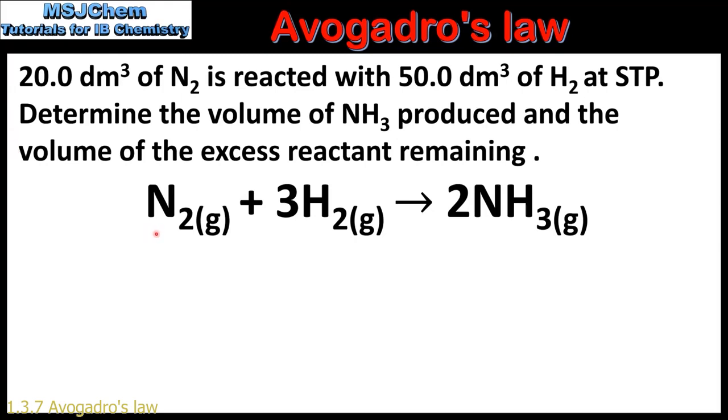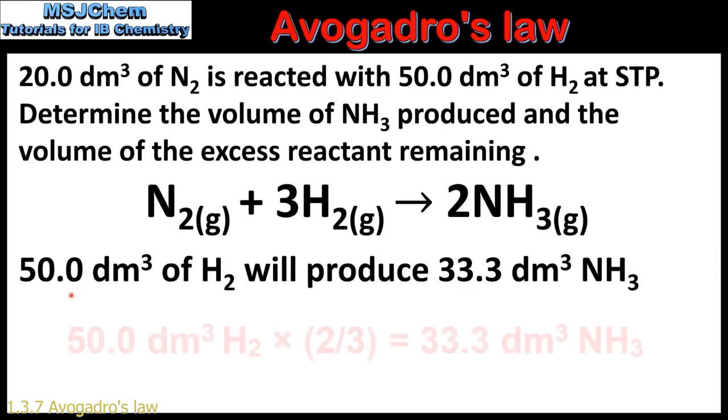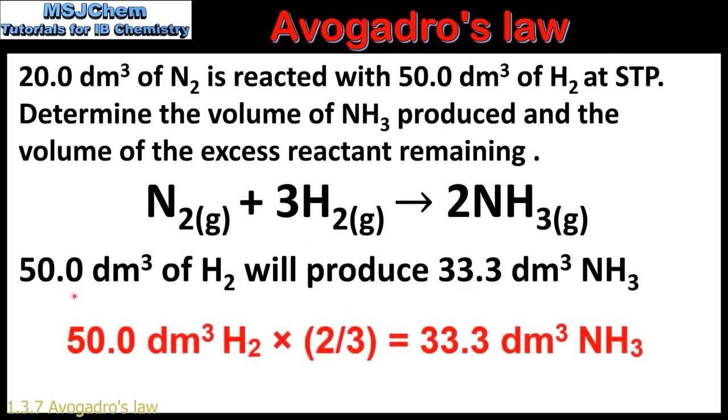So in this reaction, which is known as the Haber process, nitrogen and hydrogen react together to form ammonia. Like in the previous example, the first step is to determine the limiting reactant. So for nitrogen, we divide the volume by the coefficient in the balanced equation, which gives us 20. If we do the same for hydrogen, we get 16.7, which tells us that hydrogen is the limiting reactant. If we look at the molar ratio of hydrogen to ammonia, we can see it's a 3:2 ratio. This means that 50 cubic decimeters of hydrogen will produce 2/3 as much ammonia, which is 33.3 cubic decimeters.